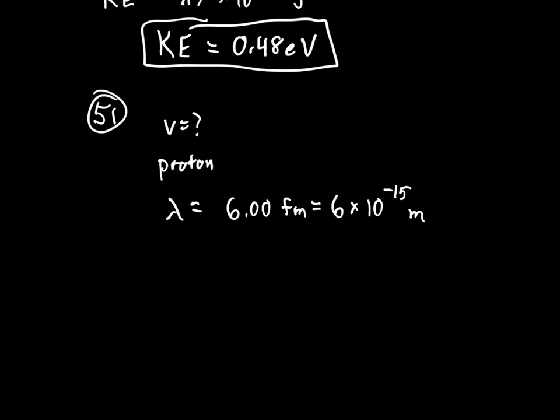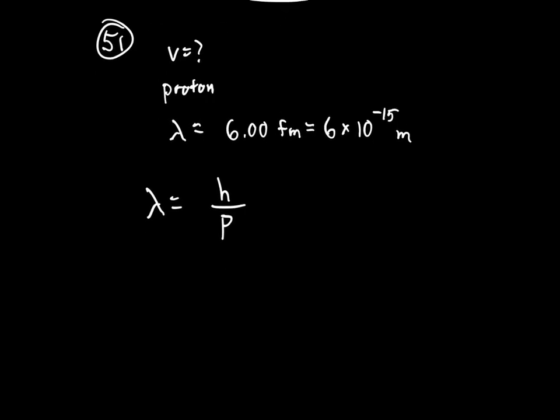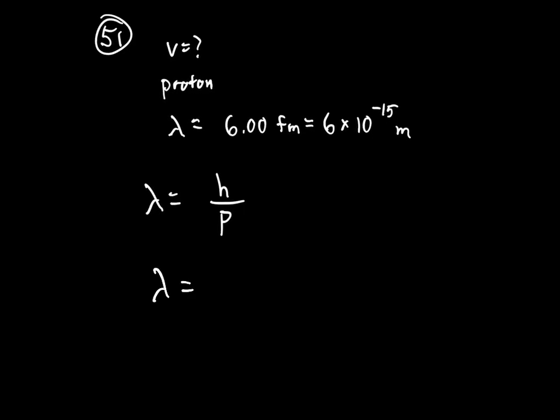An equation called de Broglie's wavelength. It gives you the wavelength of anything, as long as you know h and you know its momentum. What is that equation? Wavelength is h over p. And p is mv. So lambda is h over mv.